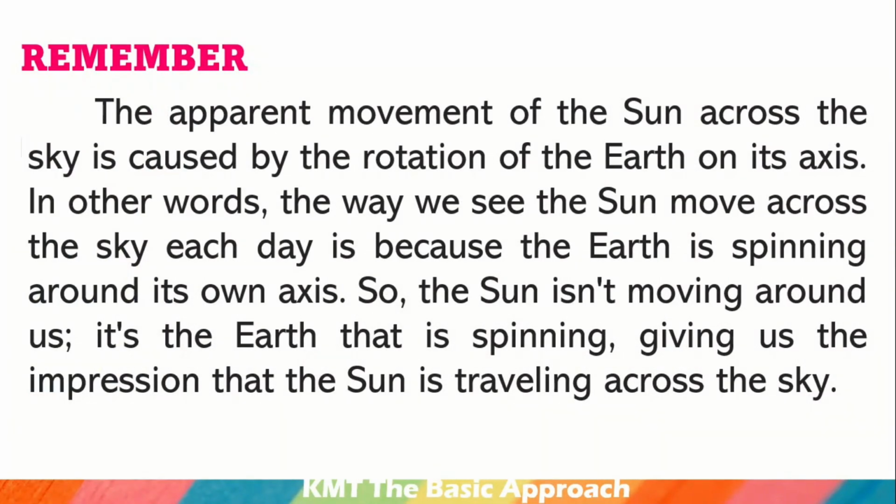Kids, remember, the apparent movement of the sun across the sky is caused by the rotation of the earth on its axis. In other words, the way we see the sun move across the sky each day is because the earth is spinning around its own axis. So, the sun is not moving around us. It's the earth that is spinning, giving us the impression that the sun is traveling across the sky.